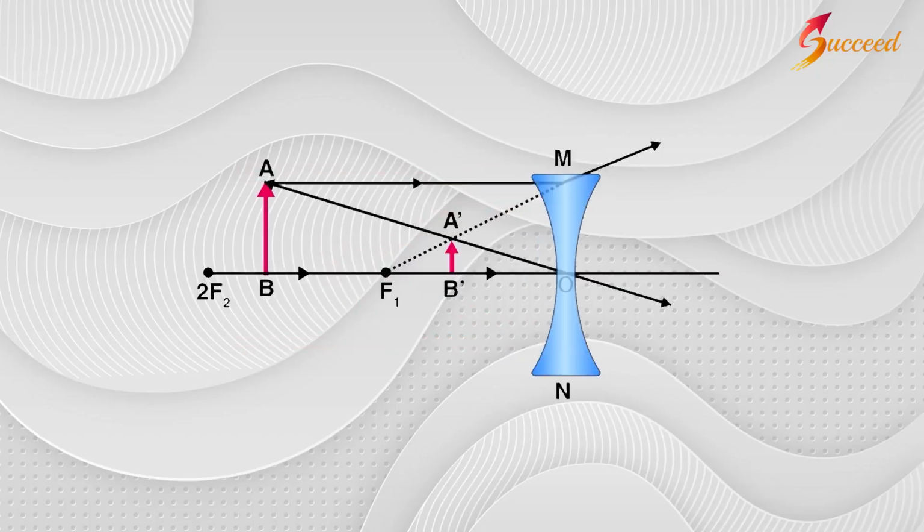Now let us place the object between infinity and O. Let us take two rays, one parallel to the principal axis and one through the optic center. After refraction, they appear to meet at a point. At this point, the image is formed. It is diminished, virtual and erect.